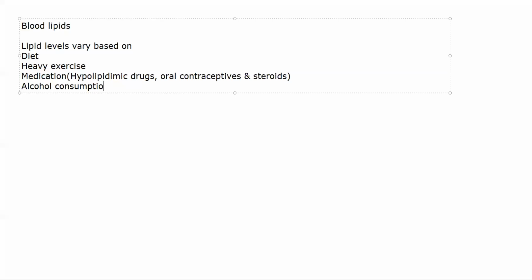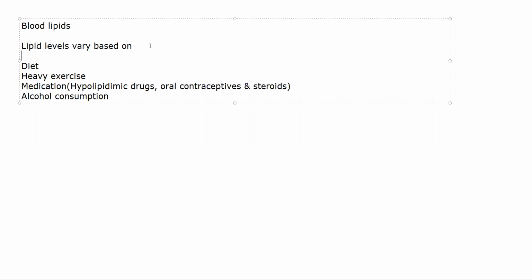Whenever you have a patient who comes and tells you that they want to get a lipid profile done, make sure that they are not doing any of these four. They are not making any drastic changes in their diet, not consuming excessive amounts of alcohol, not performing heavy exercises, and not consuming any medication at least 48 hours prior to the test. It is also preferable that you ask the patient to fast for at least 12 hours before the test, like overnight fasting. They have to fast for 12 hours, and for 48 hours they should not change their normal routine.